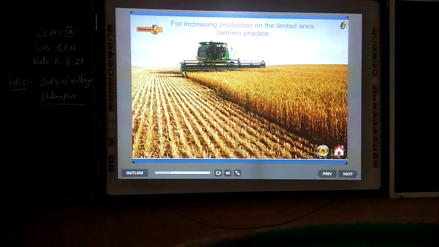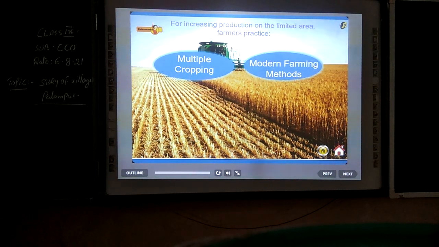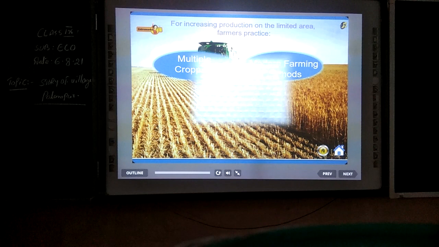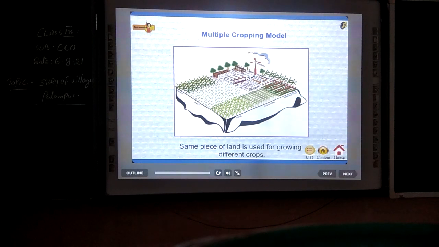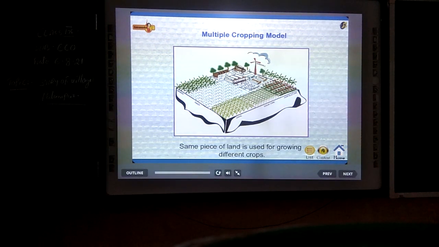Here, for increasing production on the same area, farmers practice multiple cropping and modern farming methods. Multiple cropping is the practice of growing two or more crops on the same piece of land during the year. It is the most common way of increasing production on a given piece of land. As you can see, this is the multiple cropping model where the same piece of land is used for growing different crops.